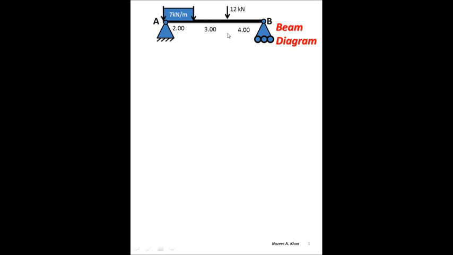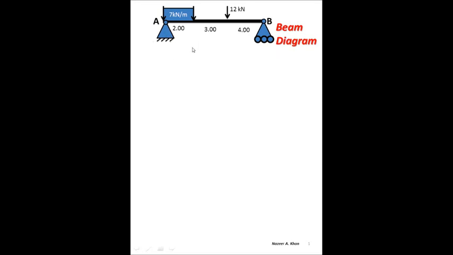When we look at this simple diagram here, on the left hand side we have what we call a pin or hinge support. We then have a UDL, we have a point load, and then we have a roller support. UDL means uniformly distributed load. The supports that we have here could be a representation of walls or so. And you notice the symbols for these supports are different.